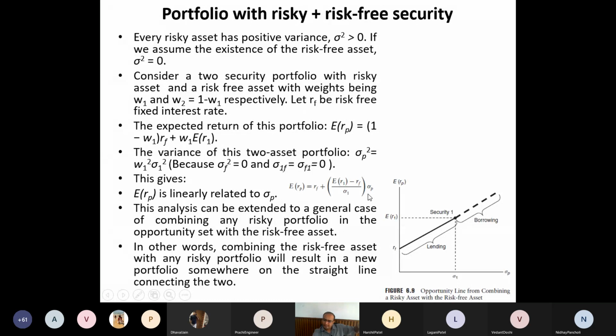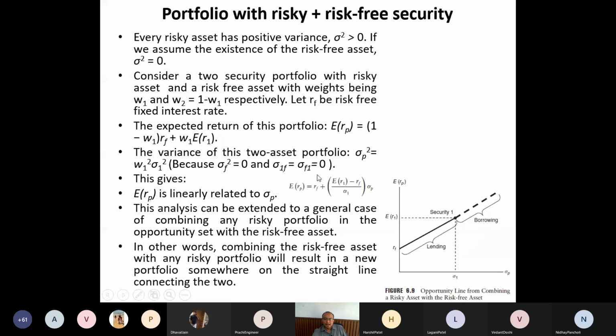Earlier, we have a curvature relation between ERP and sigma P. Just recall the efficient frontier when we have N risky securities. Now it is ERP equal to RF, which is constant, plus (ER1 minus RF) divided by sigma 1, multiplied by sigma P.